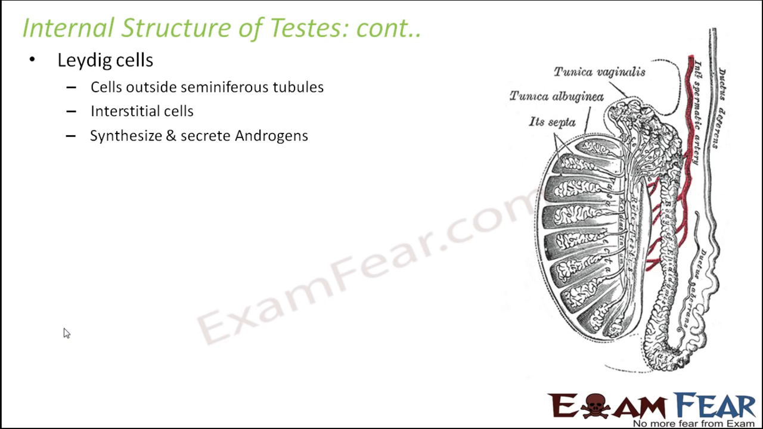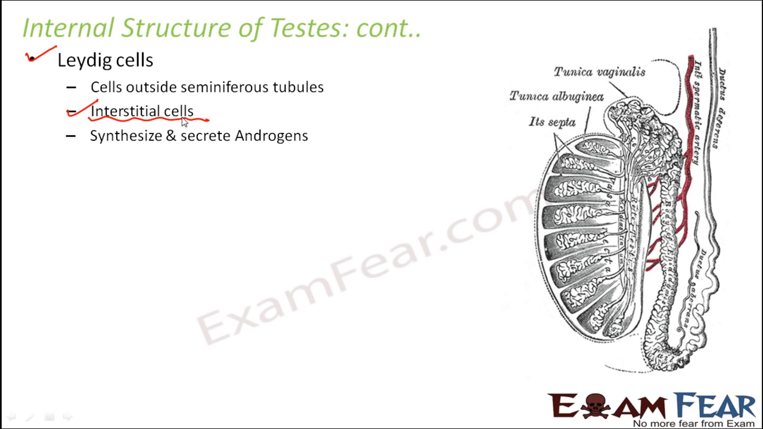Next are the Leydig cells. Now what are Leydig cells? These are those cells which are present outside the seminiferous tubule. So here if you see, these coiled structures are the seminiferous tubules. But even outside the seminiferous tubules, there are some spaces in between, right? Those spaces are called the interstitial spaces, and the cells present in those interstitial spaces are called interstitial cells or Leydig cells. Both the names are used interchangeably.